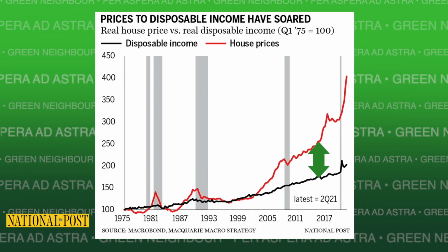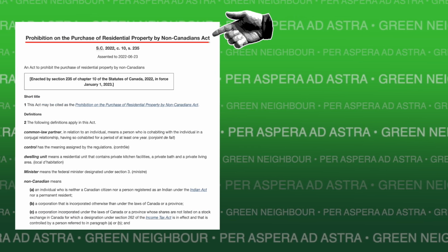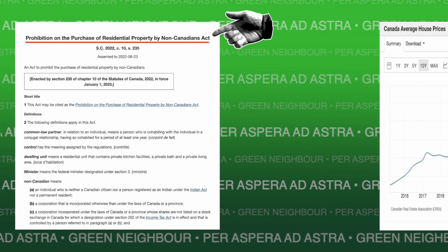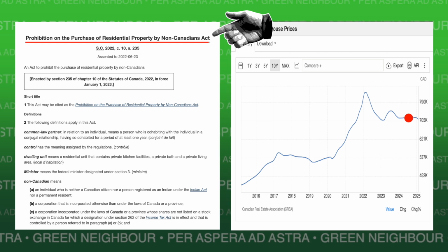The skyrocketing prices of homes in Canada and the outrageous disconnect between home values and domestic incomes was more than enough to tell anyone that domestic demand was not the driving force behind these outrageous home prices. However, if that wasn't enough to clarify the cause of these nutty real estate prices, any remaining doubt was settled in 2022, when the Liberal government passed the Prohibition on the Purchase of Residential Property by Non-Canadians Act. And we finally saw housing prices fall and then settle into a holding pattern for the first time in 2 decades.